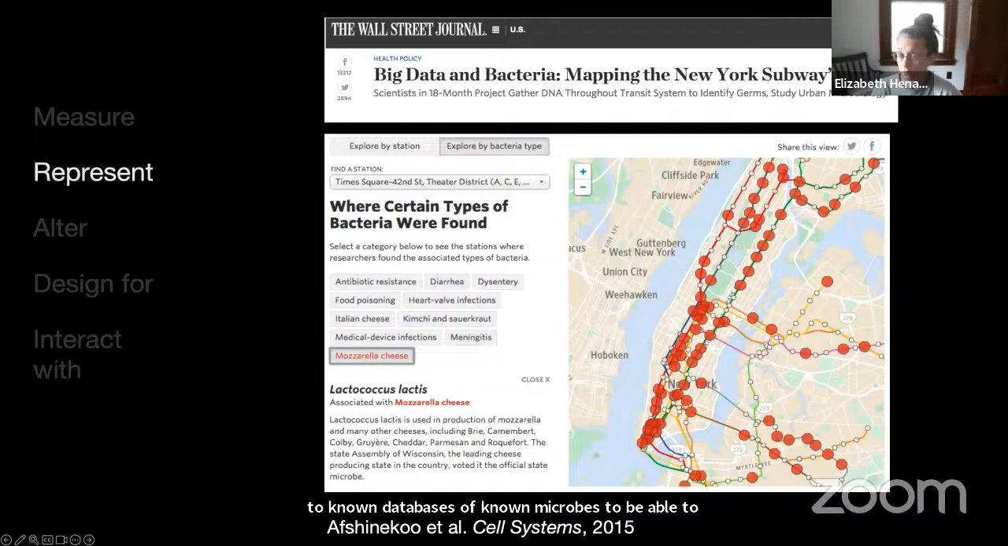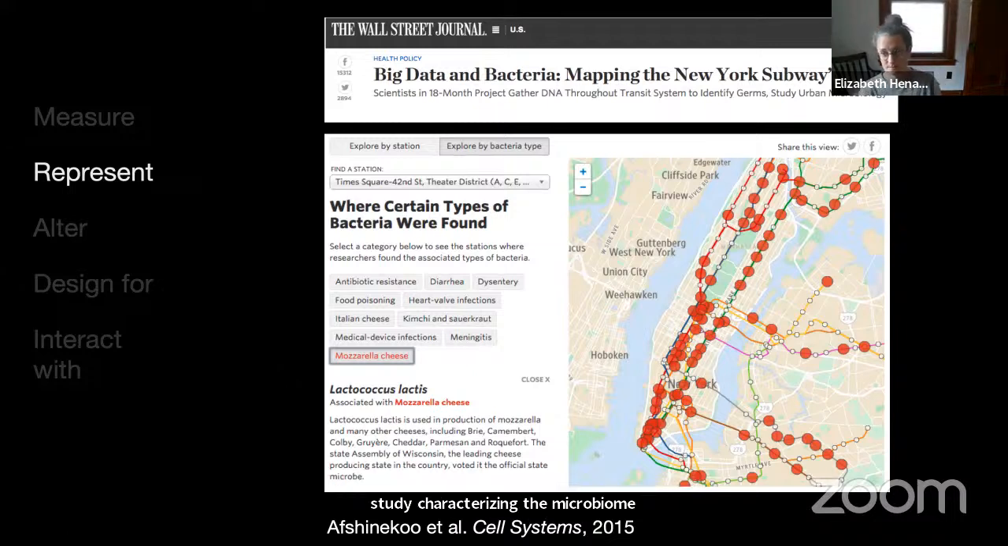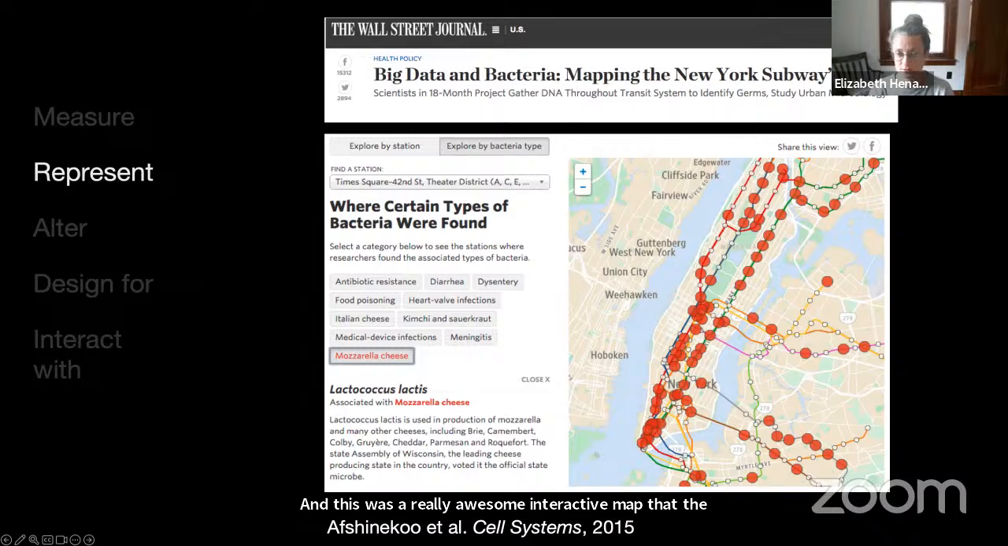You need to be able to represent this data at the scale that is meaningful for you in design. This study is almost 10 years ago now, but this was the first study characterizing the microbiome of a transportation system. This was the subway system in New York City. And this was a really awesome interactive map that the Wall Street Journal made in response to this study. So if you happened to be in New York at that time, you could click through that and see what kind of microbes you're interacting with on your daily commute.